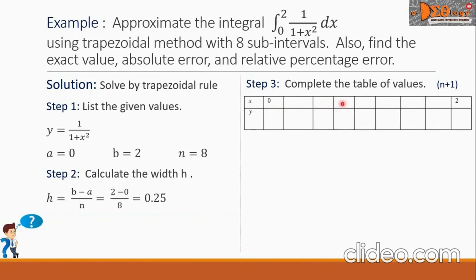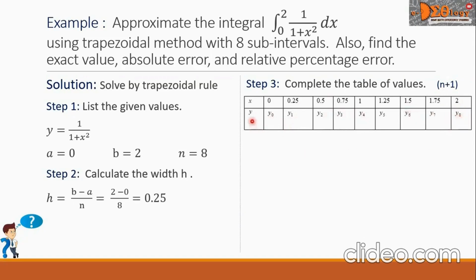Now let us complete the remaining values. The next blank here is equal to the 0 plus the value of h, which is 0.25. Next value, 0.25 plus the h, which is 0.5. 0.5 plus the h, 0.75. So that pattern will continue up to the last value. Now, for the y values. We regard the first one to be y sub 0, y sub 1, up to y sub 8.